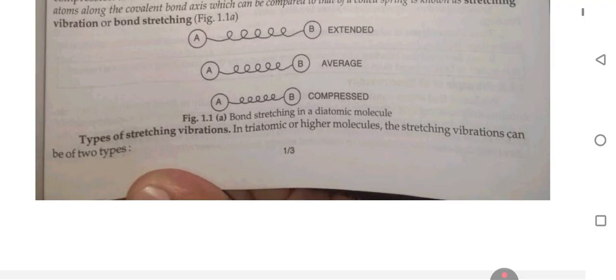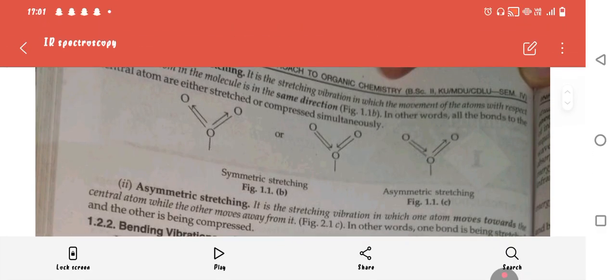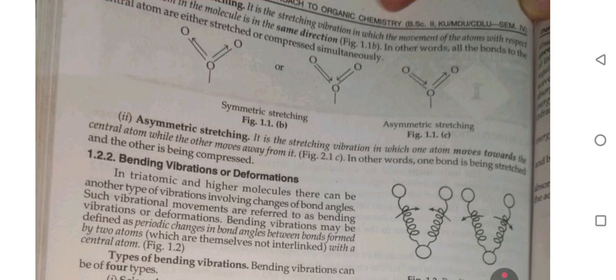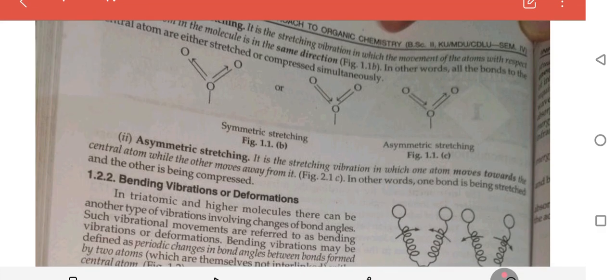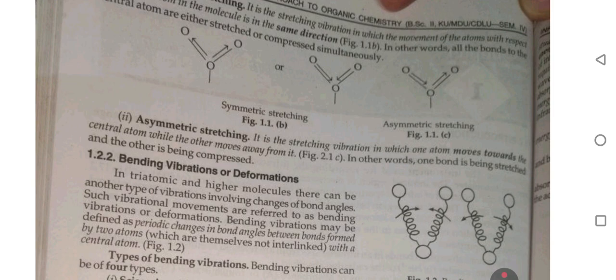Types of stretching vibration: in triatomic or higher molecules, the stretching vibration can be of two types: symmetrical stretching. It is the stretching vibration in which the movement of atoms with respect to the central atom in the molecule is in the same direction. In other words, all the bonds to the atom are either stretched or compressed simultaneously. Asymmetrical stretching: it is the stretching vibration in which one atom moves toward the central atom while the other moves away from it. In other words, one bond is being stretched and the other is being compressed.